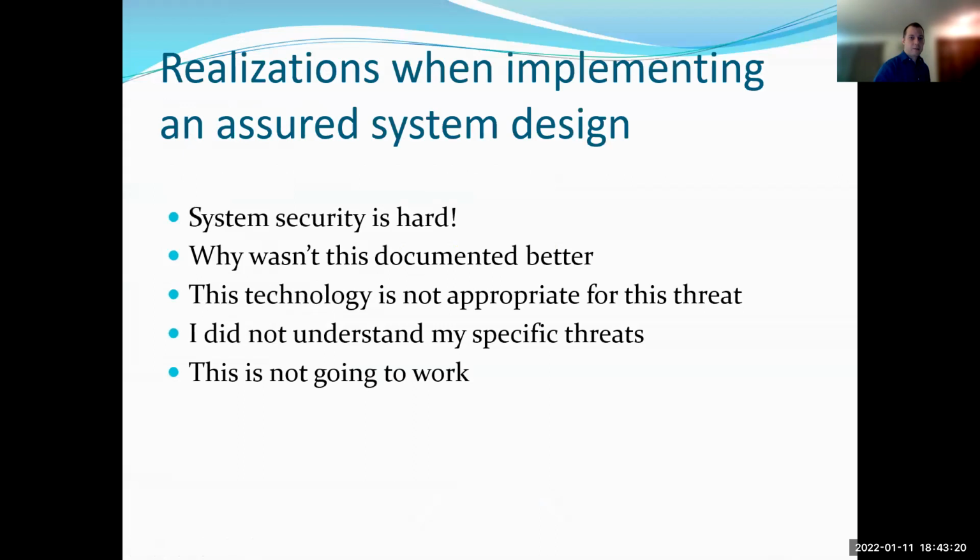Okay, so I talked about that. All right, so some realizations when implementing an assured system design. So basically, system security is hard. You might find that some technologies are not appropriate for the threat. You might realize that you don't understand the specific threats, right? So that might be one of the issues. So what are the threats? And so the goal of this course is to look at network data and start to think in terms of the underlying element that causes the problems.